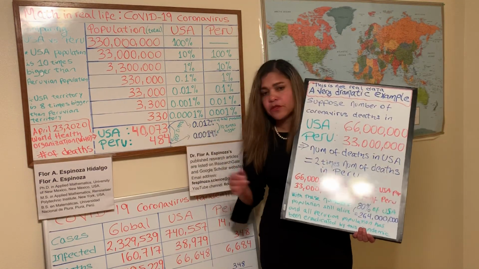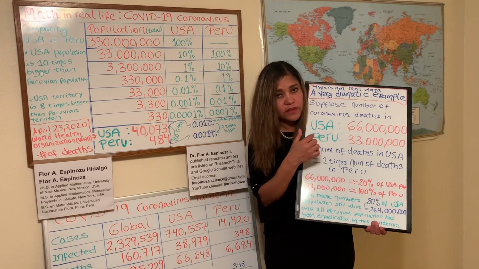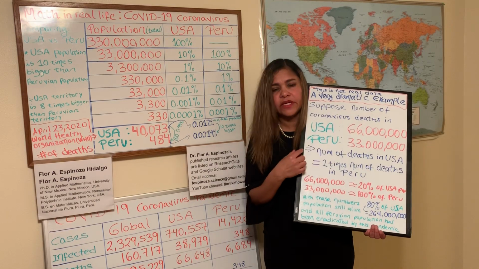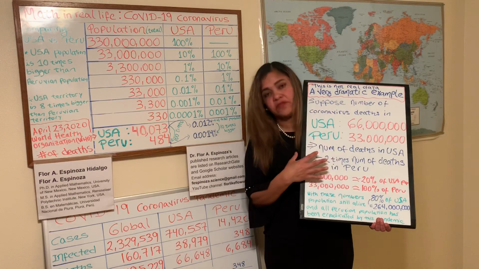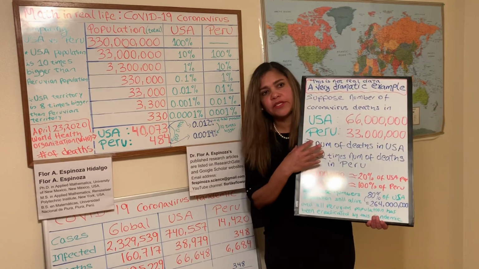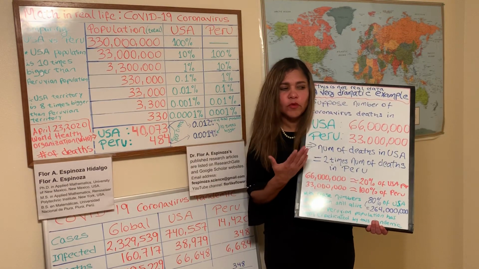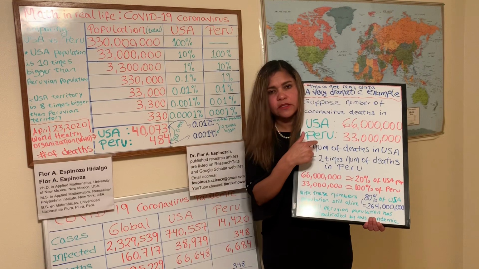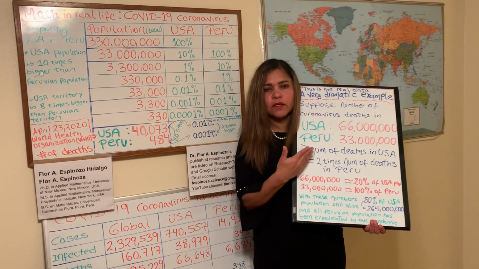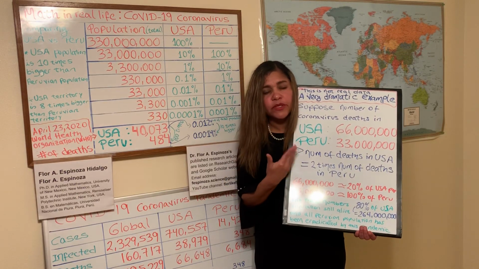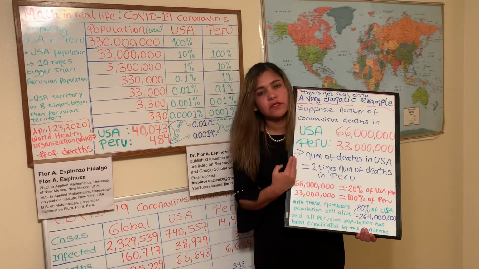So suppose WHO shows that the number of deaths in the United States is 66 million and the number of deaths in Peru is 33 million. Somebody reading this information who doesn't know the population sizes of both countries could only say, well, the number of deaths in the United States is double the number of deaths in Peru, a valid conclusion, but useless compared to the critical information that should be extracted from this situation.